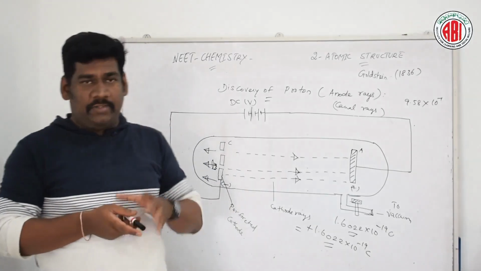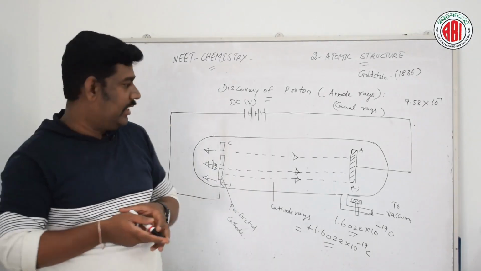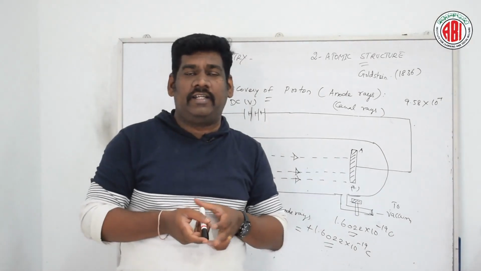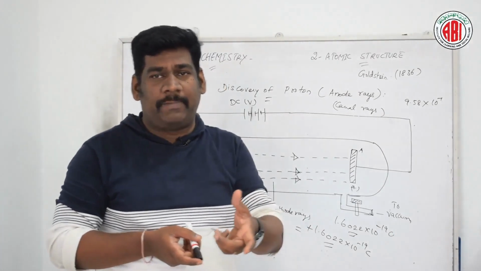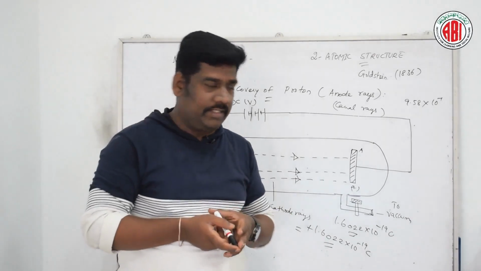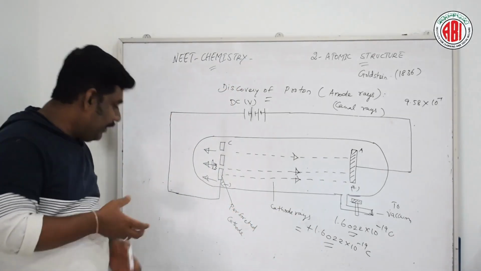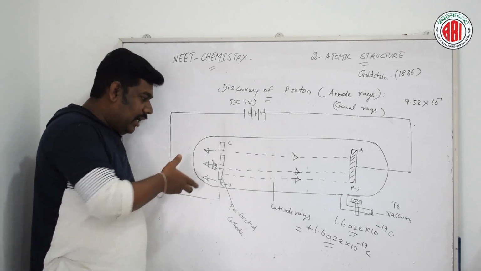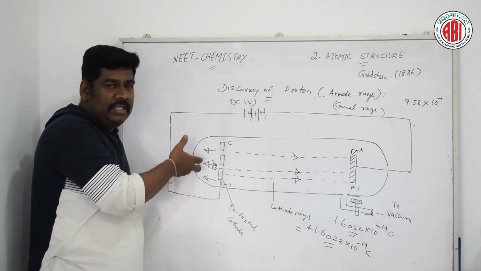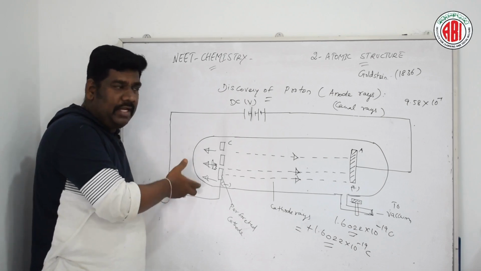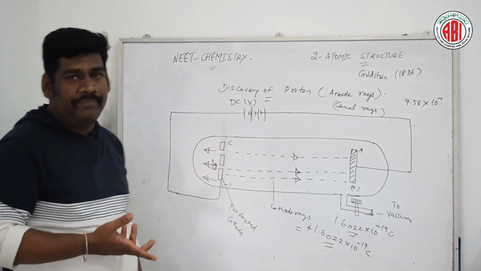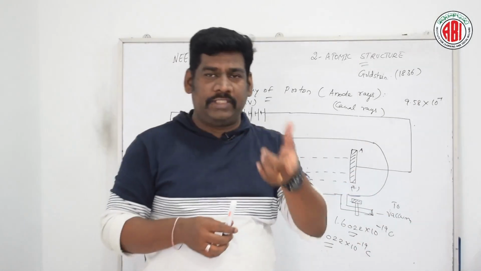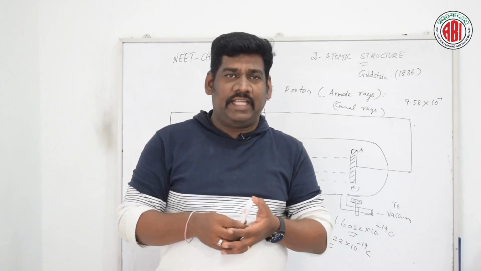Next, the anode rays also have the characteristic of being deflected when we apply a magnetic or an electric field. So we bring a magnet or supply an electric field around these rays. What happens? They are deflected, similarly to the cathode rays. But this deflection of anode rays is in the opposite direction to that of the cathode rays.